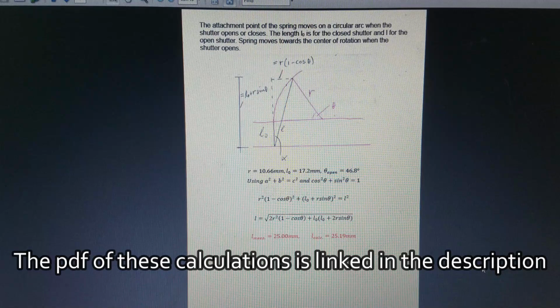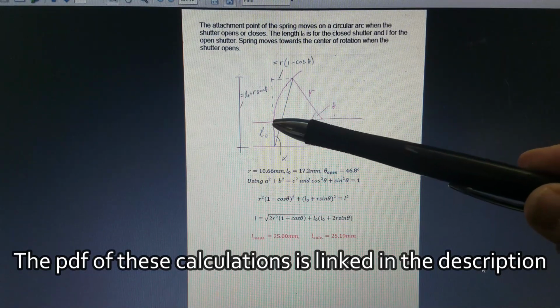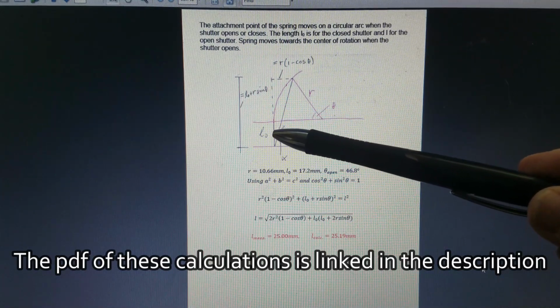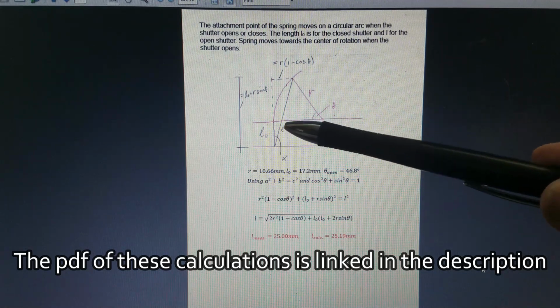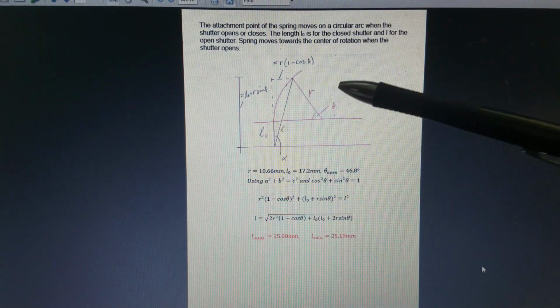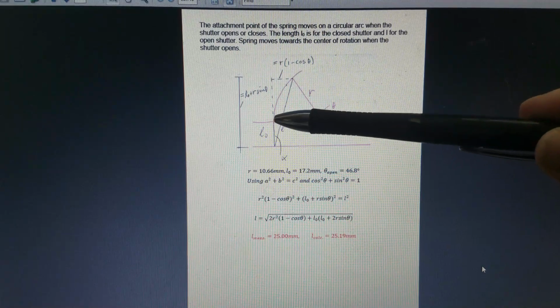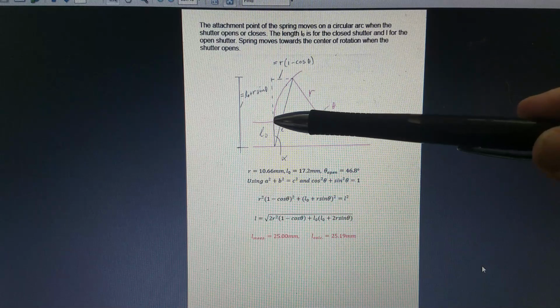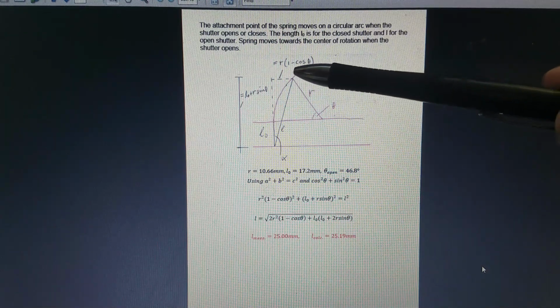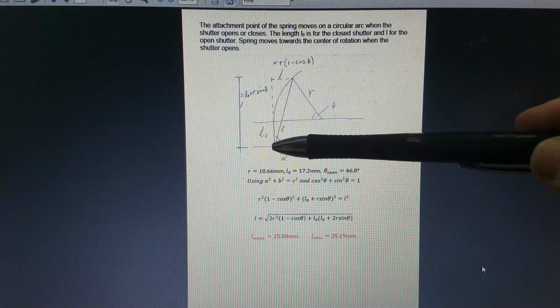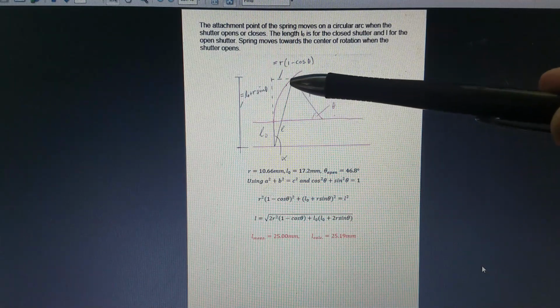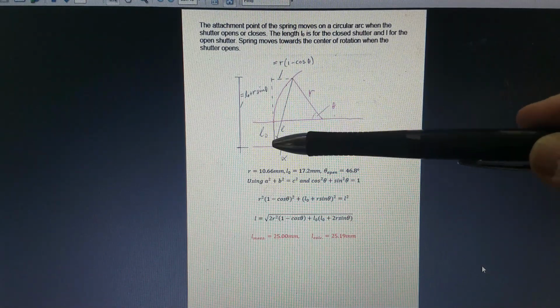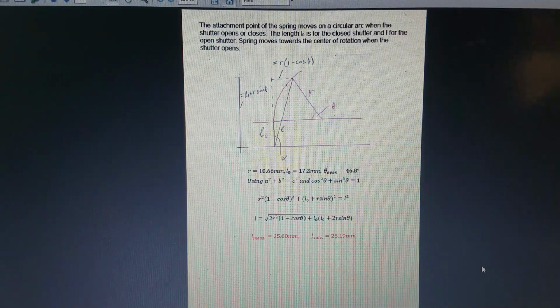Okay, so the way to approach this is shown here. We have the length L0 when the shutter is fully closed, and then as this angle theta here increases, the point where the spring is attached to the shutter moves on a circular path, and so the spring will also change its angle compared to angle 0.